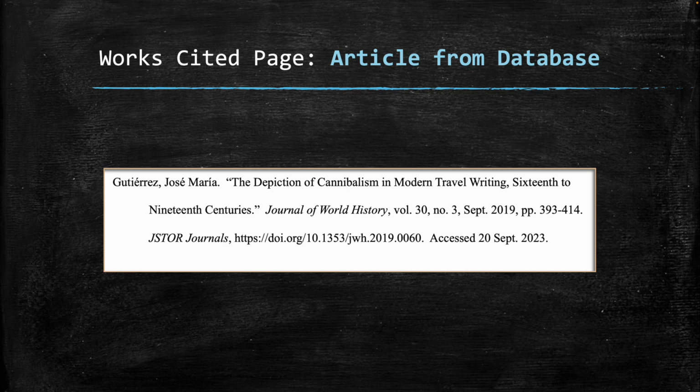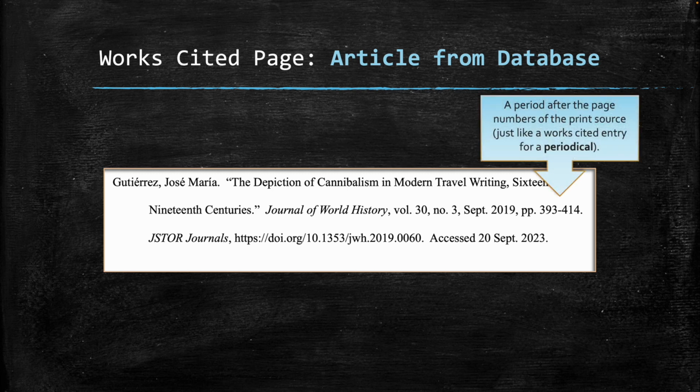So I've got the name of the writer, the title of the article in quotation marks there, followed by a period. And then I've got the original source, the original periodical, which was an academic journal, the Journal of World History, with my volume and issue number and the date of publication, the page numbers, and then there's that period after the page numbers. That ends the print source.